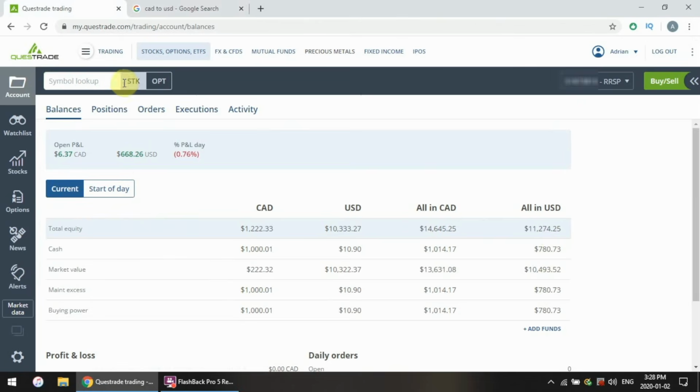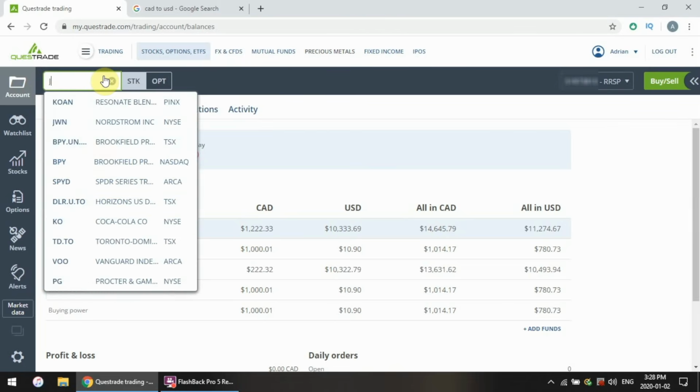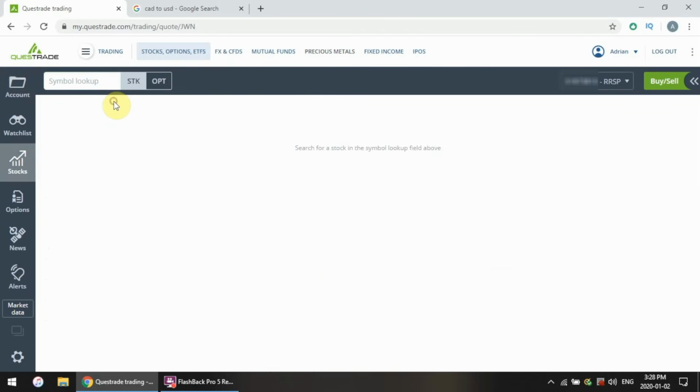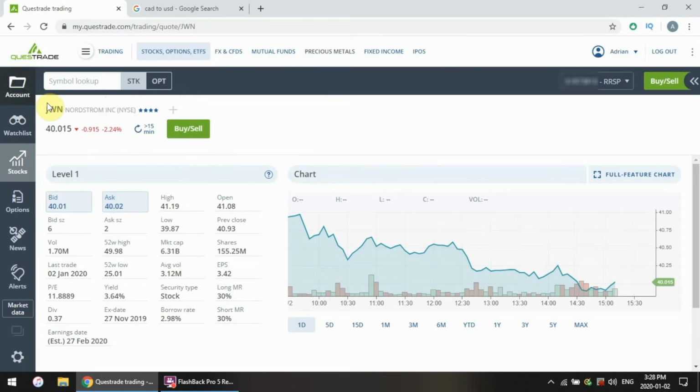Nordstrom is a luxury fashion retailer which has been expanding successfully into Canada the past few years. Their ticker symbol is JWN, so I search it here. And here I can see JWN, Nordstrom Incorporated, and it's traded on the New York Stock Exchange. So that tells me that all the numbers on this page will be in US dollars.